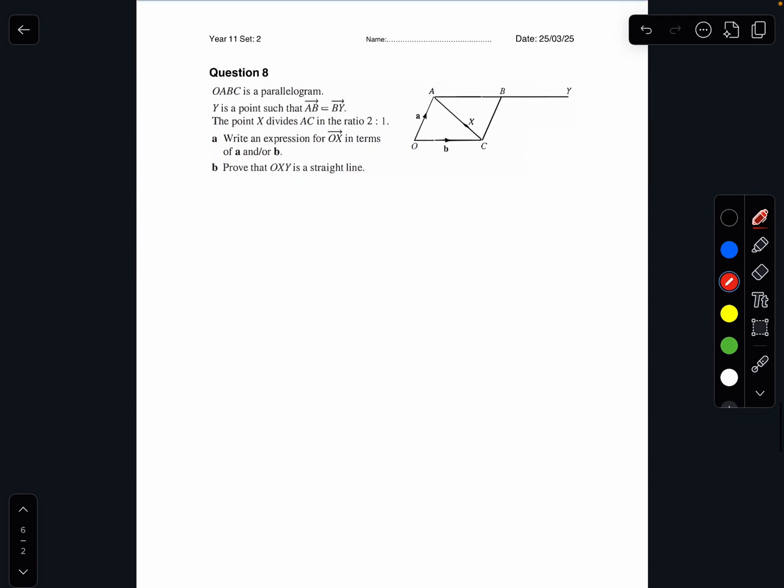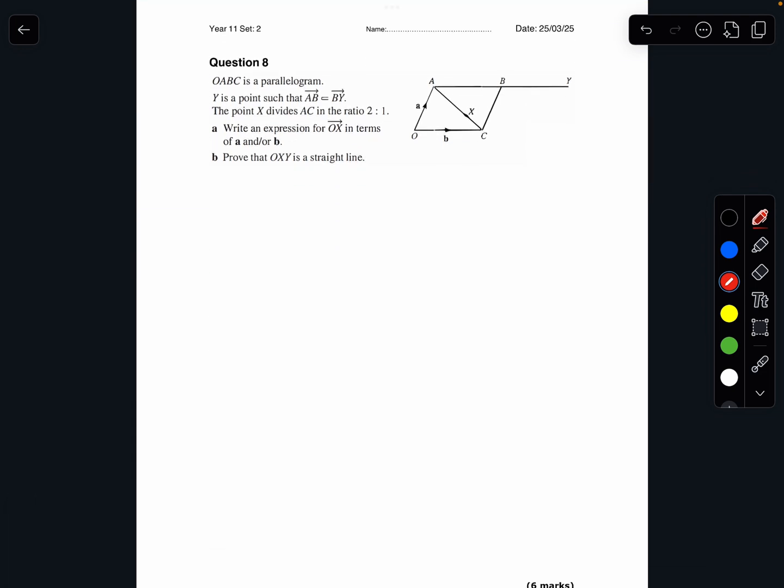Right, question 8, almost done already, which is nice. OABC is a parallelogram, that instantly tells me that opposite sides are equal, so let's just write b on here, and let's write a going that way. Y is the point such that A to B is B to Y, so A to B is b, then B to Y must also be b, so you can put that on.